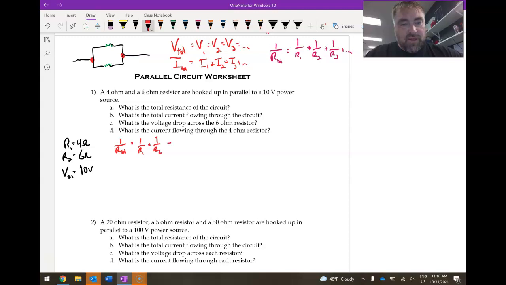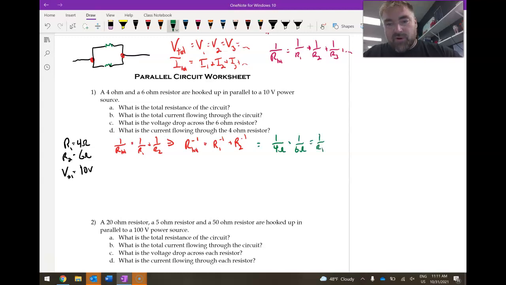Now on your calculator, you're going to write this as R total to the negative 1 is equal to R1 to the negative 1 plus R2 to the negative 1. And if you're not sure where this is in your calculator, stop in, see me, and I will show you exactly where this is. But I'll go back to the old school way: 1 over 4 ohms plus 1 over 6 ohms, and that's going to equal 1 over R total. And so when I get that, R total is going to become 2.4 ohms.